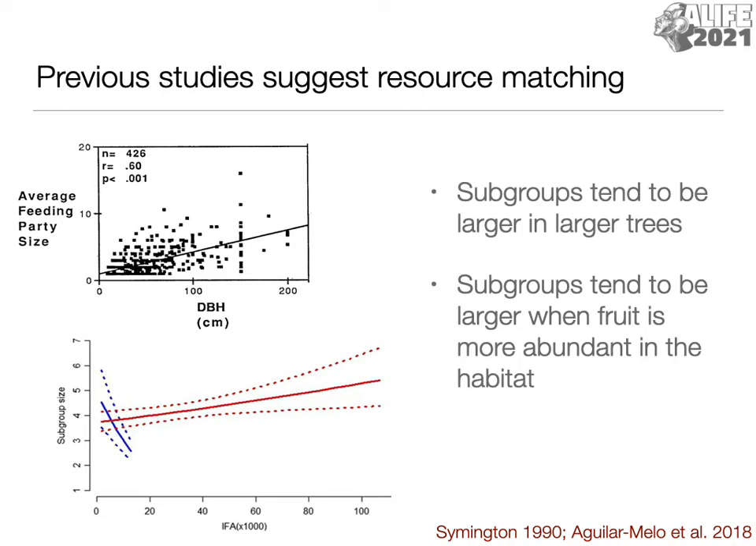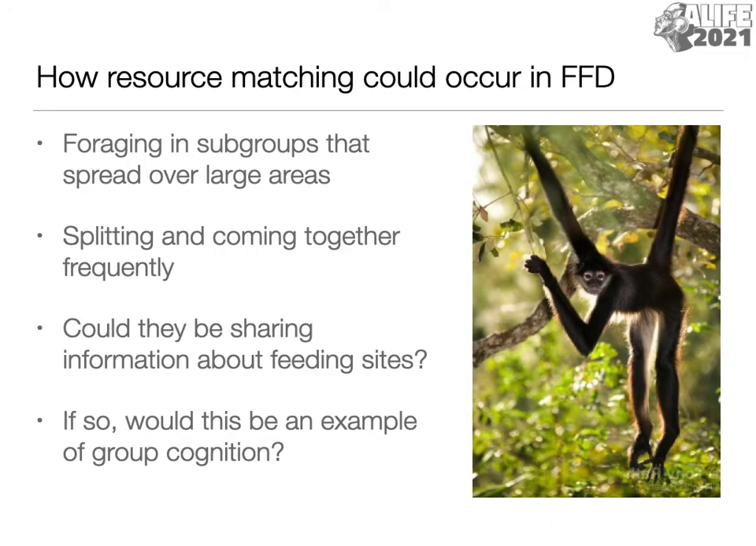When there is a wide variation in the food abundance, there is indeed an increase in subgroup size as food abundance increases, that's the red line. In other situations, when food does not vary so much, the opposite relationship can be found, that is the blue line. So subgroups seem to be matching the food availability in the environment. And the question is, how do they do this?